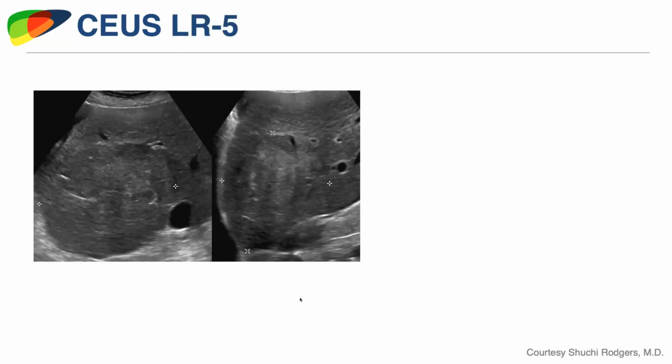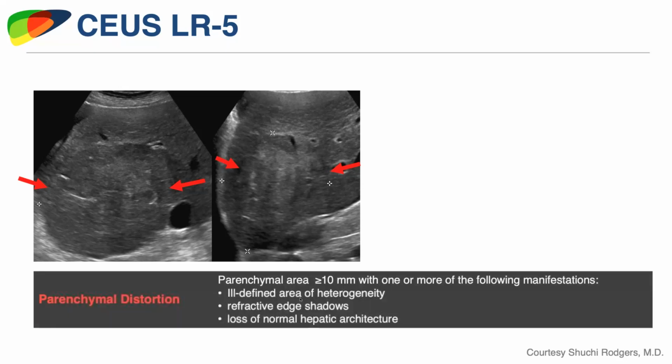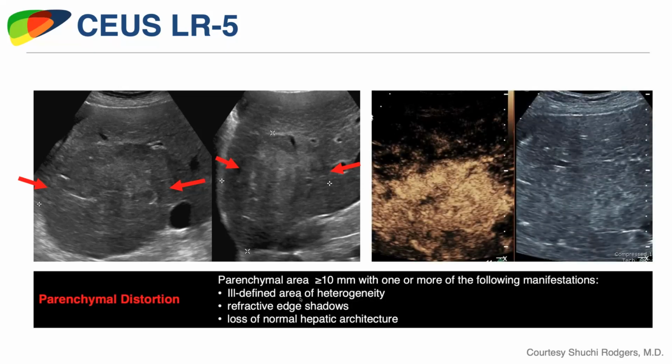Another case from Dr. Rogers, somewhat mass-like area of parenchymal heterogeneity with refractive edge shadowing, went on to contrast-enhanced ultrasound showing a large geographic area of arterial phase hyperenhancement. And again, this turned out to be infiltrative subtype HCC.